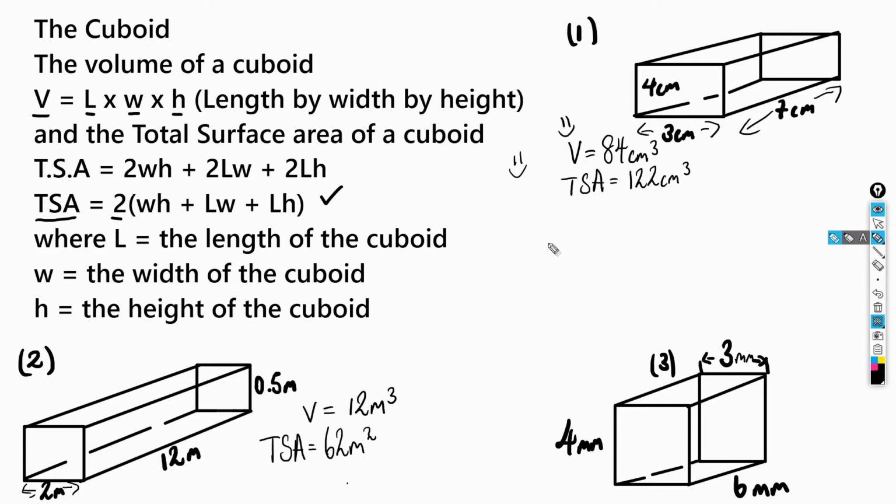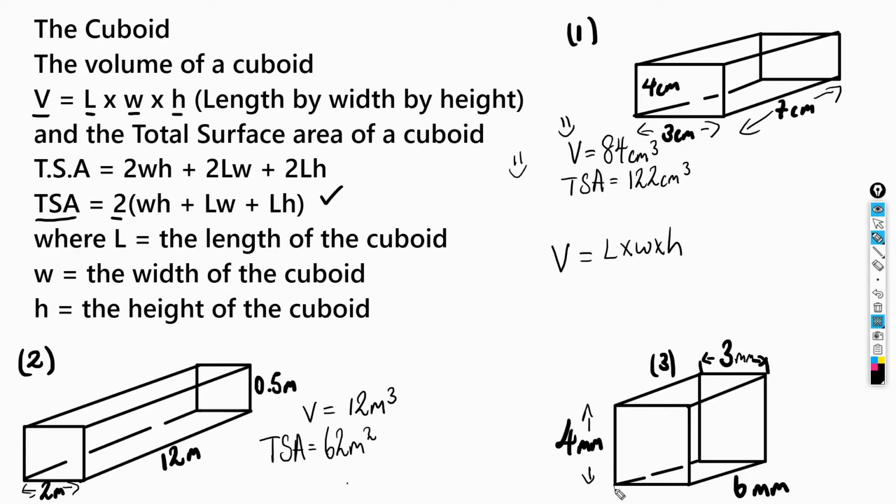All right, so we need to find the volume for number 3. And the volume is equal to the length times the width times the height. And in this case, the height is 4 millimeters. And the width, which is usually down here, in this case, they put it up here. So don't let that trick you guys.